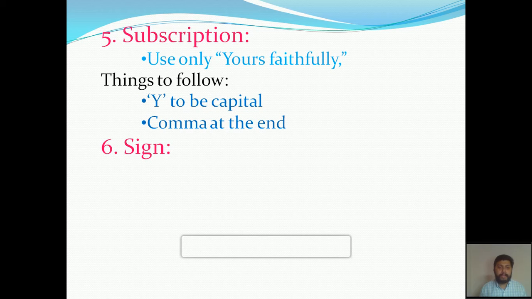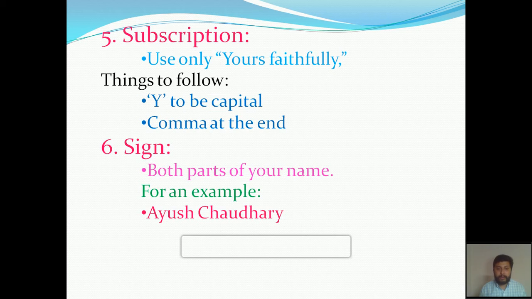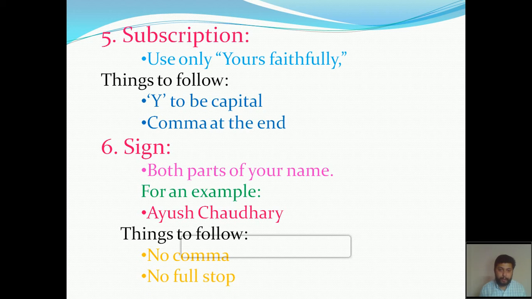And the sixth point is sign. Both parts of your name. So when you write an email, you have to mention your full name. For example, Ayush Chowdhury. If you have two parts in your name, you have to mention both parts. Things to follow: no comma, no full stop. You can see in the example, after Ayush Chowdhury, there is no comma and no full stop. You are strictly instructed to follow that there should not be a comma and there should not be a full stop.